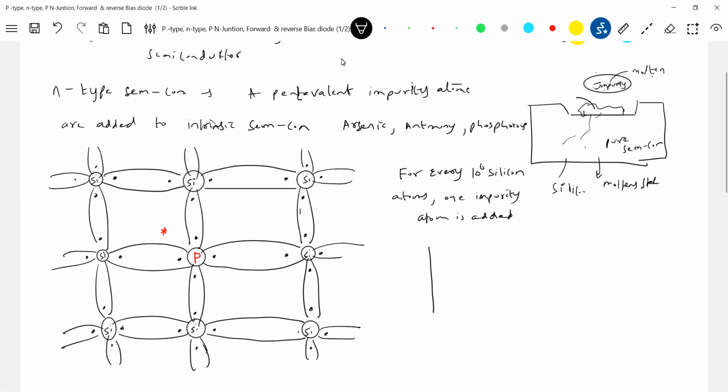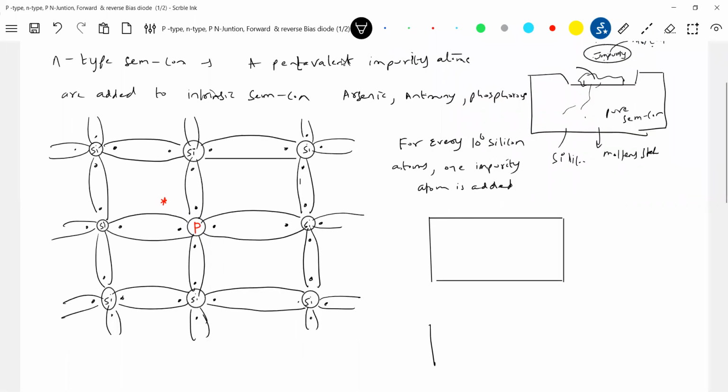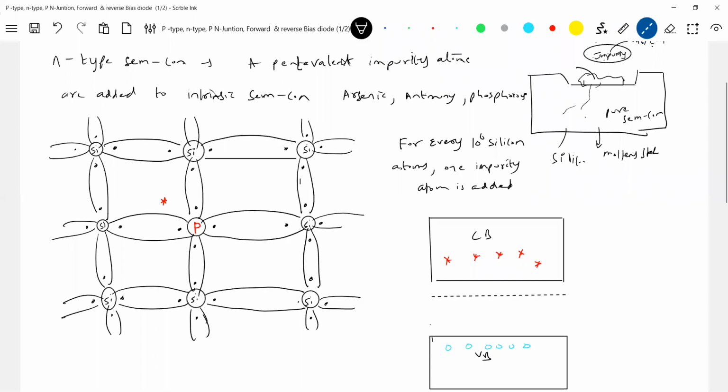So if you look at it, there's a conduction band and there's a valence band. Now, due to thermal agitation, we'll get a few holes that are generated. Next, we have this donor level. It will come here. So for the addition of one impurity atom, one electron will be available. Where will this electron be available? Here.